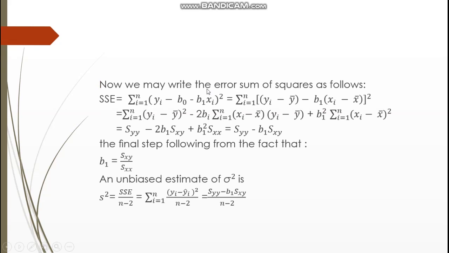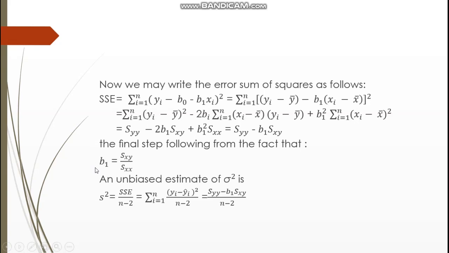After that, we write the error sum of squares as follows. This is the formula of SSE, where before we get this formula, this is the original formula of SSE, and after we calculate this, we can get the final formula like this.